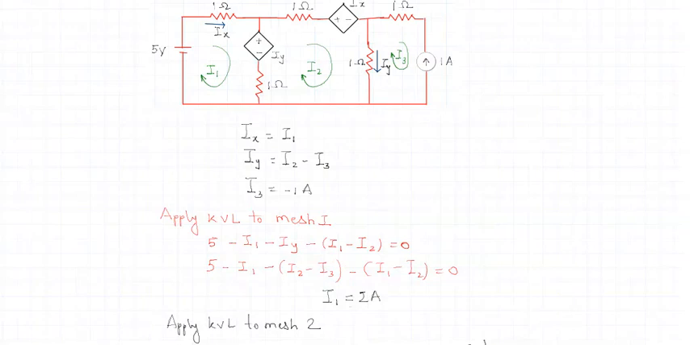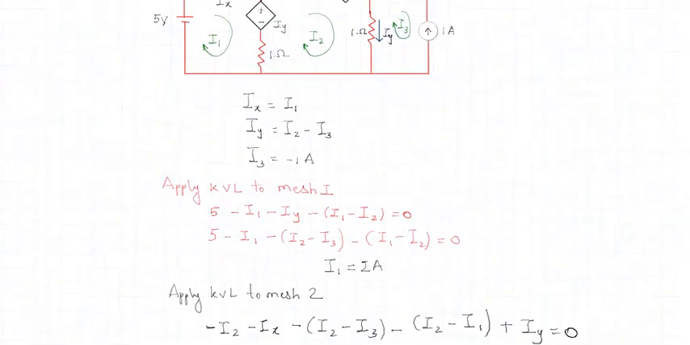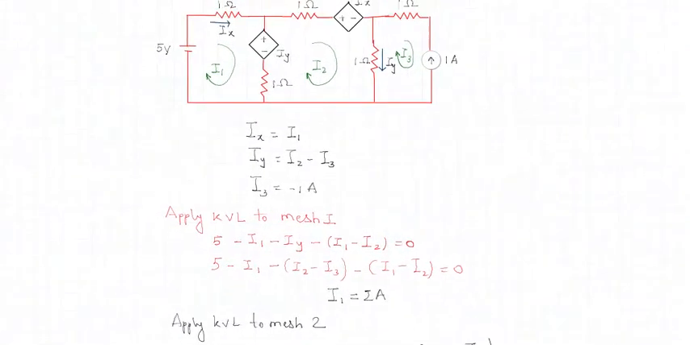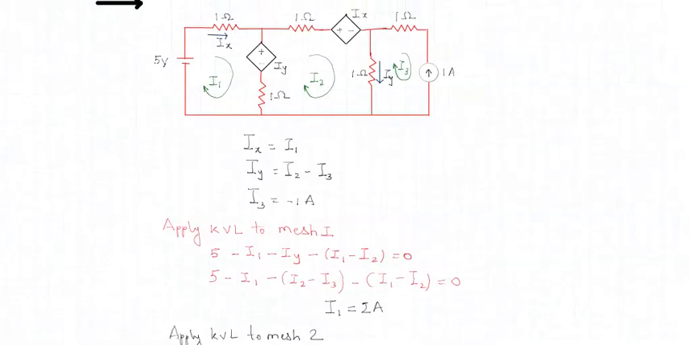Now let us move on to applying KVL to mesh 2. So what do you understand now in mesh 2? Choose any starting point. Let us say we'll start here. What is the current through the 1 ohm resistor? It is I2. So start formulating here. So minus I2. When we come to this particular voltage source, what is the value of this voltage source? It is Ix. So minus I2 minus Ix.